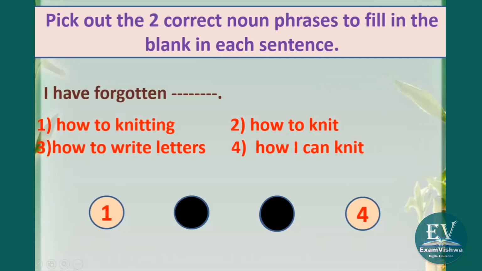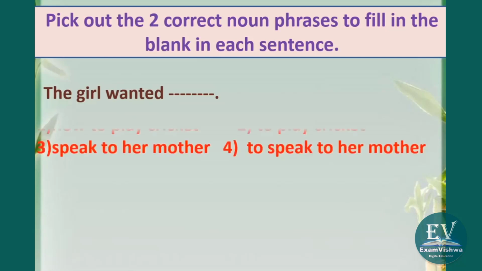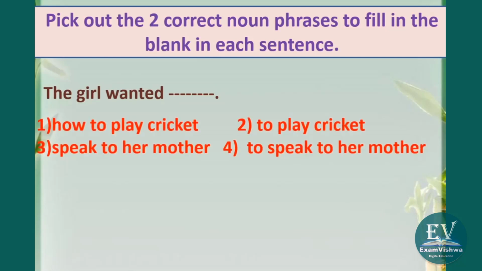So children, are you getting some clarity on the type of questions which can come? Okay, let's go to one more example here. The girl wanted dash. So let us see what she wanted to do. How to play cricket. To play cricket. Speak to her mother. To speak to her mother.